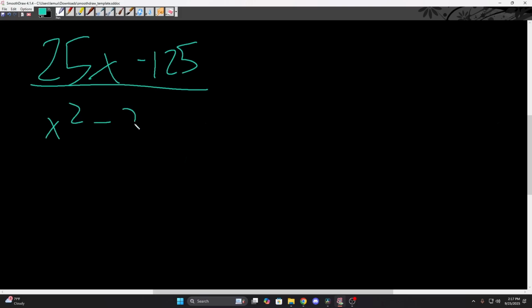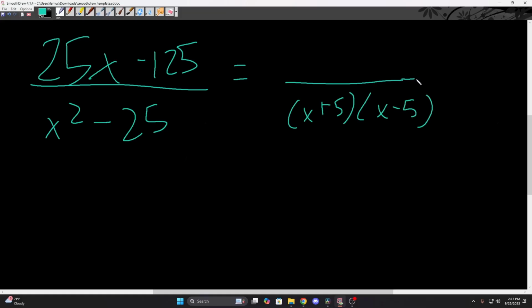Alright, the next question is 25x minus 125 divided by x squared minus 25. Okay, first factor it. Here it's just x plus 5 times x minus 5, right? Then this one, you automatically can factor 25, because look at it, there's a 25 right here. There should be a common factor of it. So it would just be 25 times x minus 5.